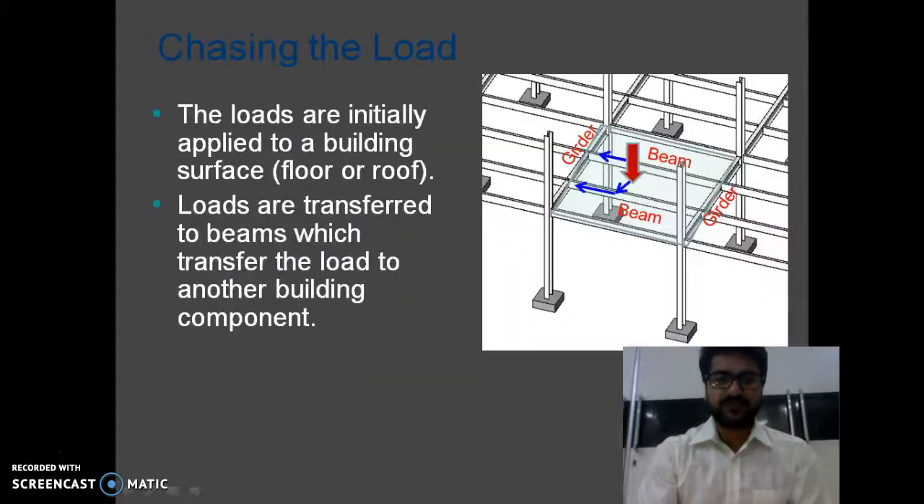So moving ahead, this is a diagram which is showing a building frame in which you can see different beams, girders and columns. This is actually showing how the loads are initially applied to the building surface and are transferred to beams, which transfer the load to other building components, that are girders and columns, and finally to the foundation, and at the end it goes to the soil.